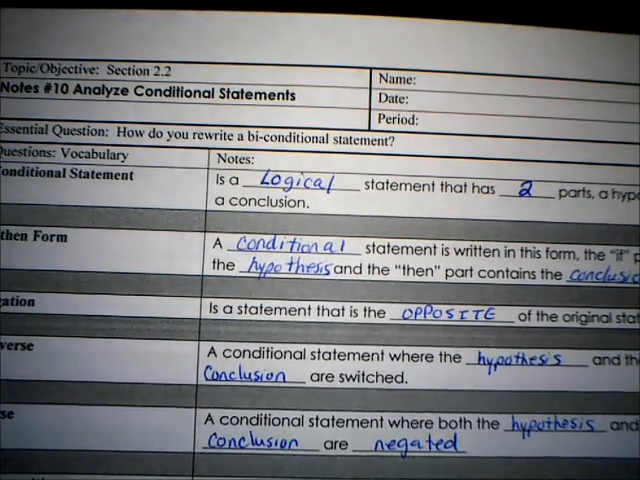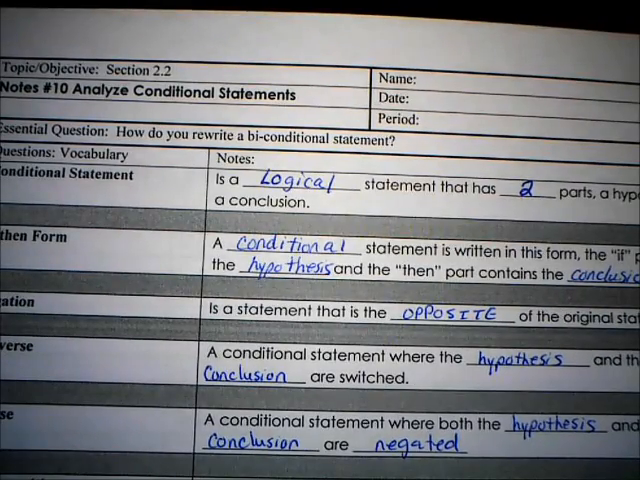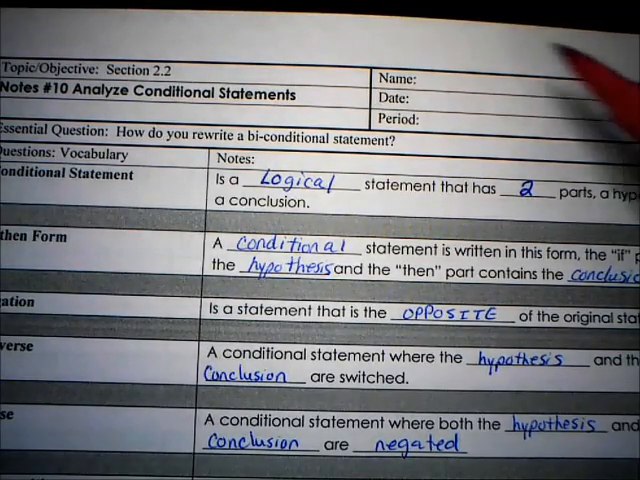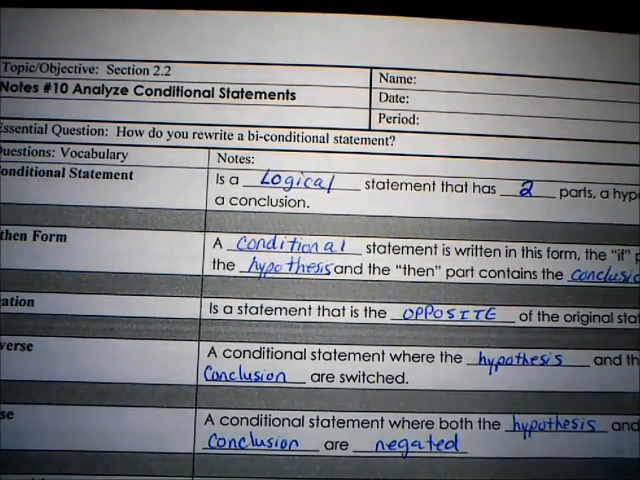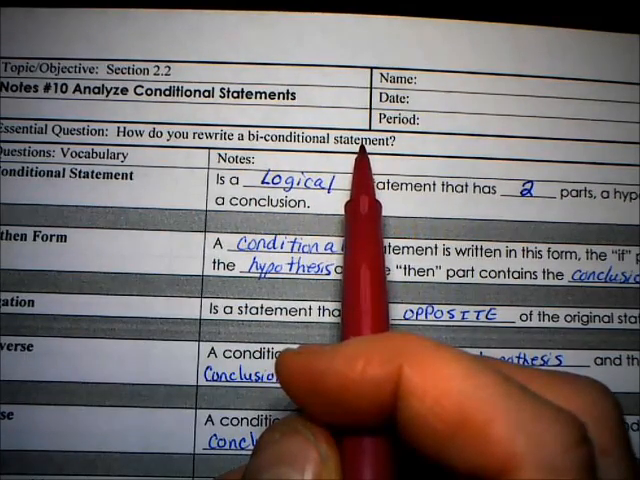Okay, this is notes number 10, section 2. It says analyzing conditional statements. Make sure you put your name, date, and period. Our essential question is, how do you rewrite a biconditional statement?